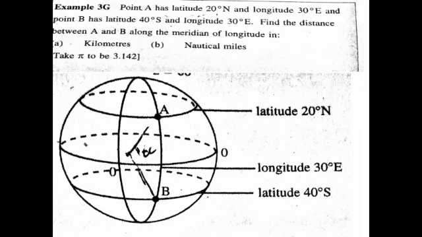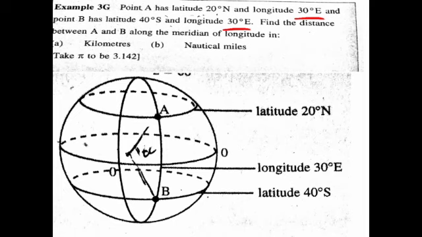The first example here says point A has latitude 20 degrees north and longitude 30 degrees east, and point B has latitude 40 degrees south and longitude 30 degrees east. Find the distance between A and B along the meridian of longitude in A, kilometers, B, nautical miles.